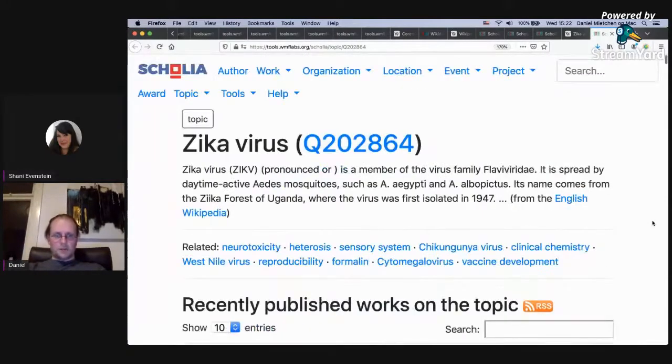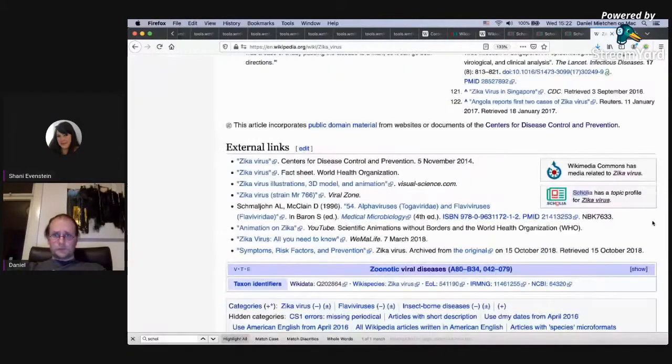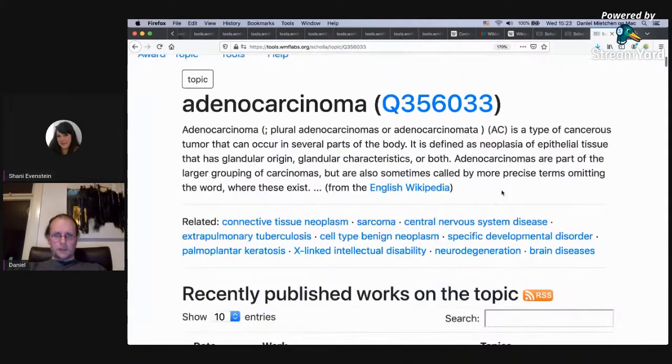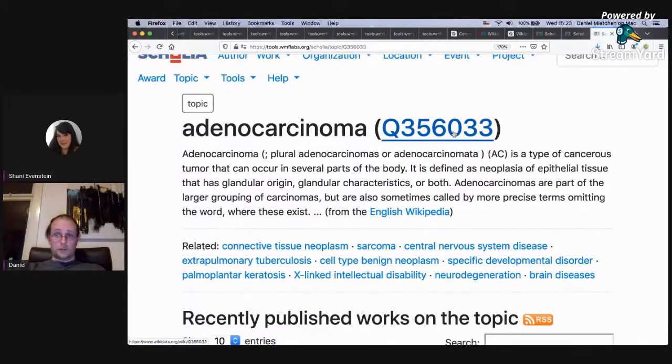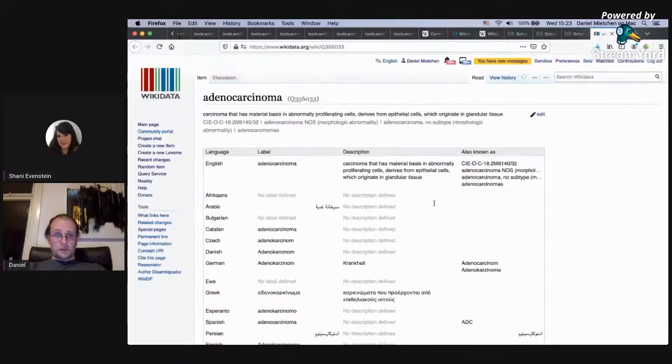So here you get a profile, but I'll switch back to the adenocarcinoma. And so on top, we have a link to the Wikipedia article. We also have a link to the corresponding Wikidata item, which is the basis for what you see in this profile.